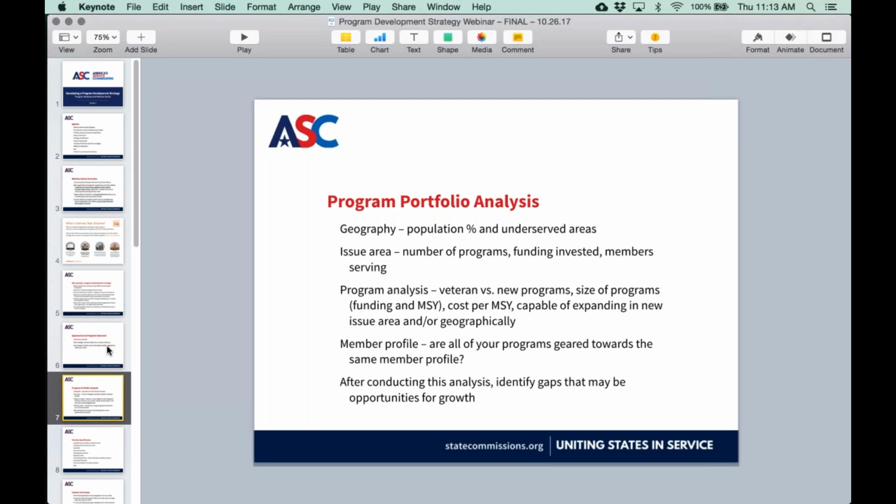So now we're going to talk a little bit about how you might want to start this process. So the first piece here that we think is important is actually doing an analysis of your existing program portfolio. And so here are a number of things that you might want to look at in your portfolio, and I really want to invite others to suggest other things that they look at in their portfolio when they're doing an analysis of where the gaps are in the portfolio.